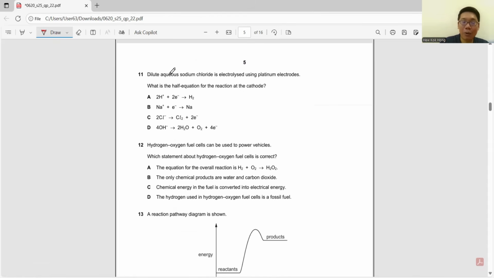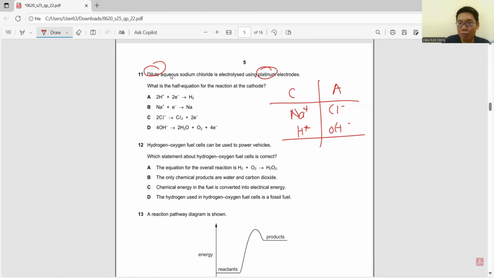11. Dilute aqueous NaCl is electrolyzed using platinum electrode. So again, cathode, anode, and this is an inert electrode, so it won't affect. And dilute also, the anode here won't get affected. So NaCl, HOH will discharge the less reactive ion. So this is lower in the electrochemical series. Same go to this. Then they ask for cathode. Cathode is H plus.